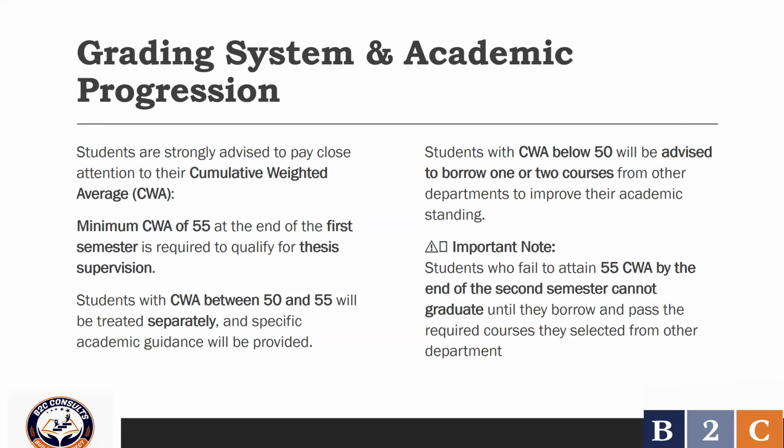also important, students who fail to attain the 55 CWA by the end of the second semester cannot graduate, just like I said. The supervisors are allocated somewhere after the first semester. If after the first semester you've gotten less than 55, you are not getting a supervisor. But at the end of the second semester, if the results come and you are still below 55, it means that you are not graduating. That's where the borrowing of course comes in.